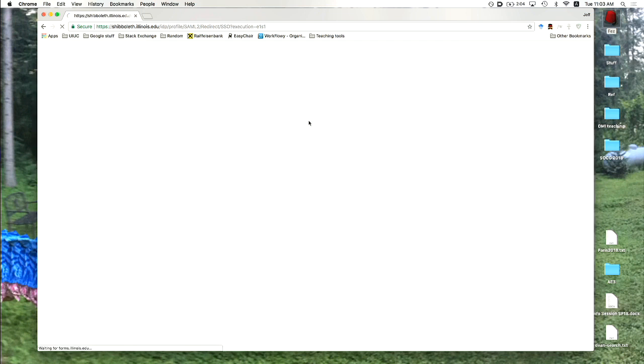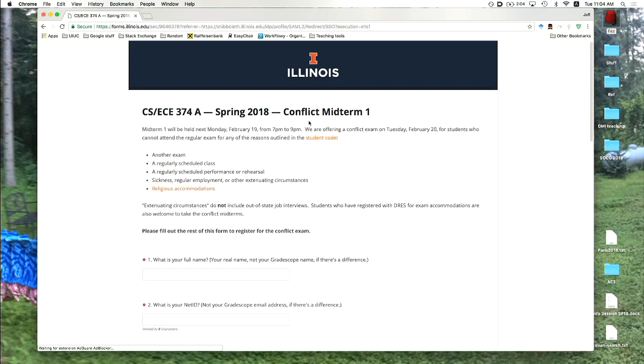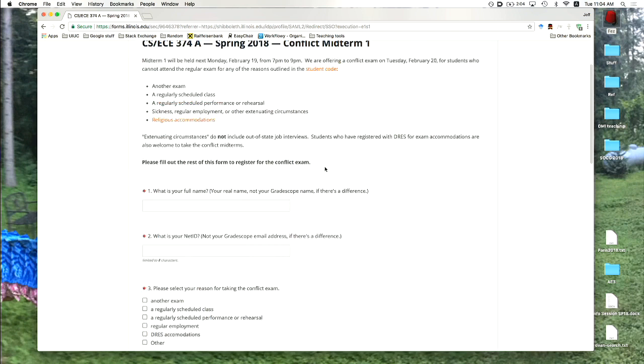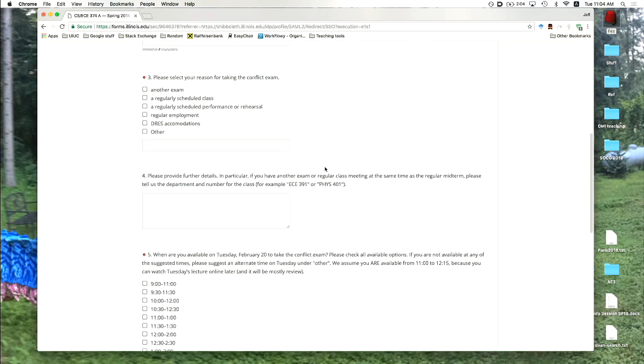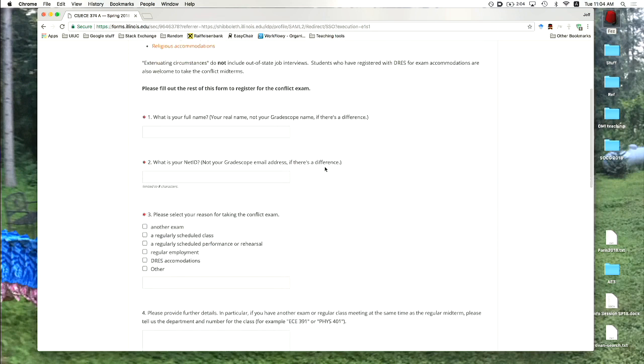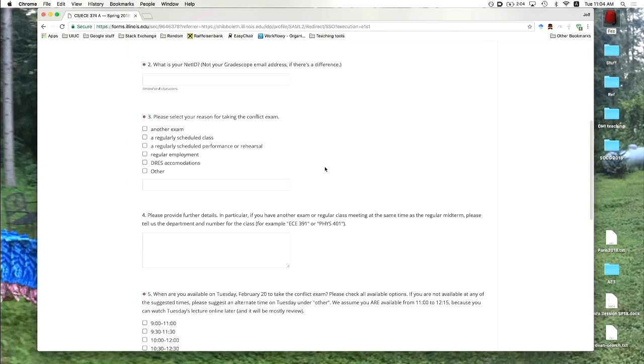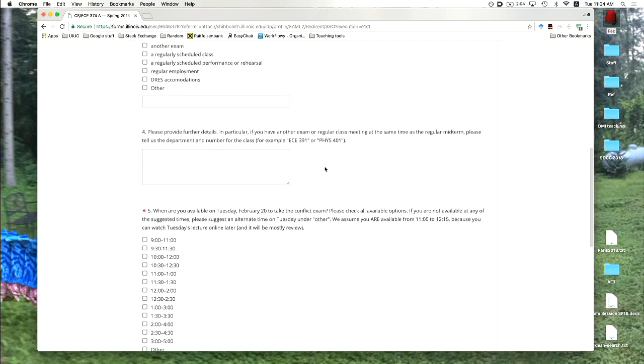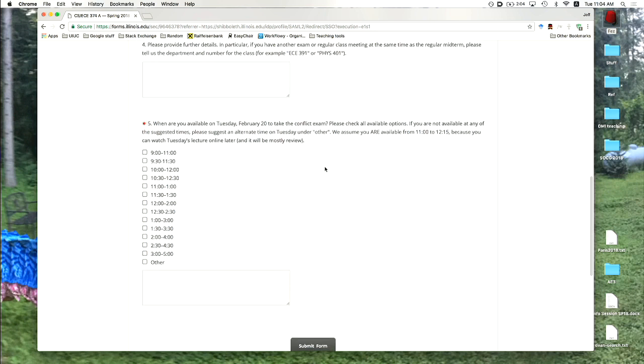So here's what the form looks like if you haven't already seen it. It's just listing why you might want to take it. Who are you? We want your real name, not your Gradescope name. Why and when. And so this is just a bunch of 2-hour blocks.